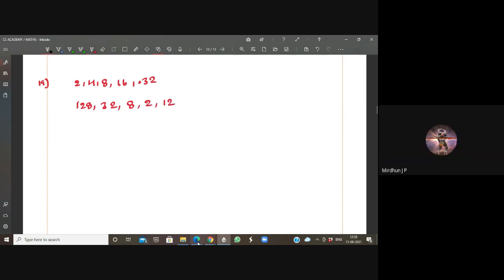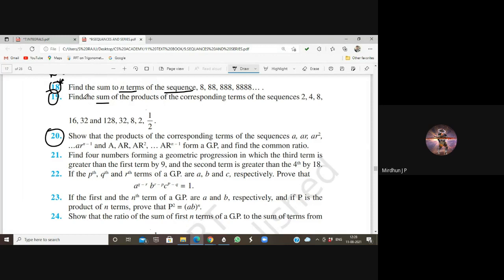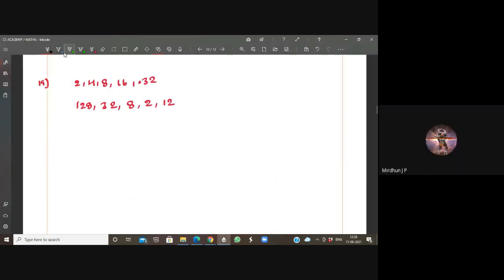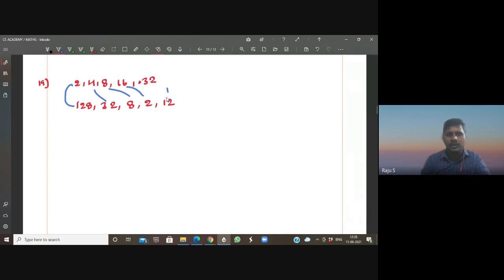Second sequence is 128, 32, 8, 2, 1 by 2. Okay. Sir, 1 by 2. Question is, sum of the product of corresponding terms. Sir, at last you need to write 1 by 2. You wrote 12. Oh, 1 by 2, no? Okay. Good.